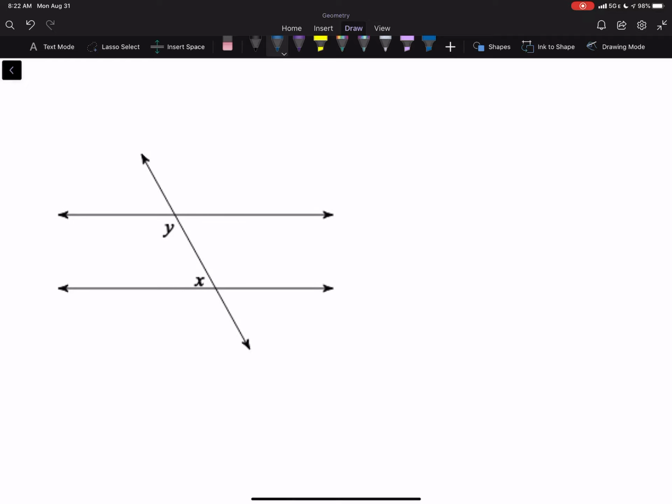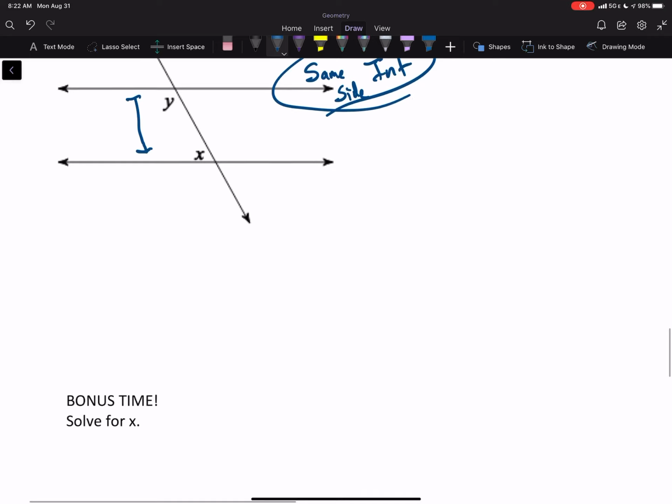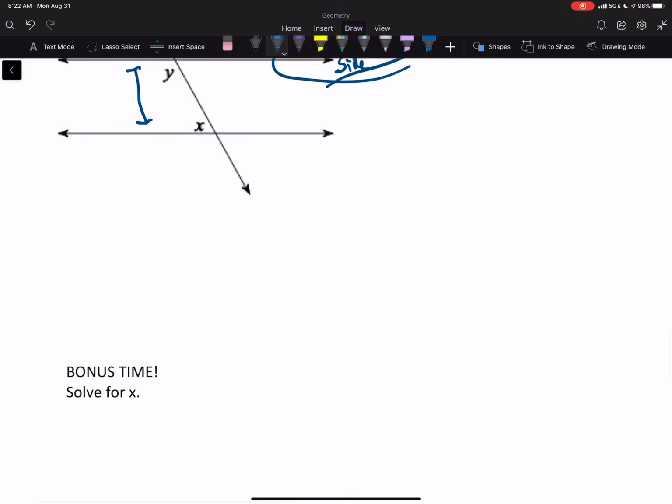Let's take a look at this type here. These are both interiors, so they're on the same side of the transversal: same side interior. All right, so that is really how you find those. You just have to walk through the rules and see what you have there.